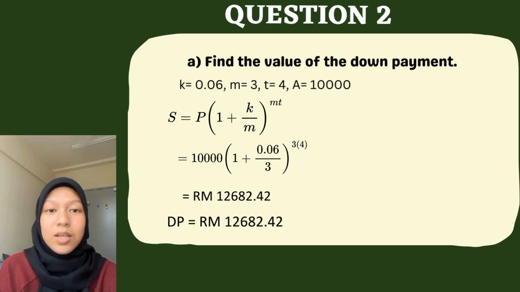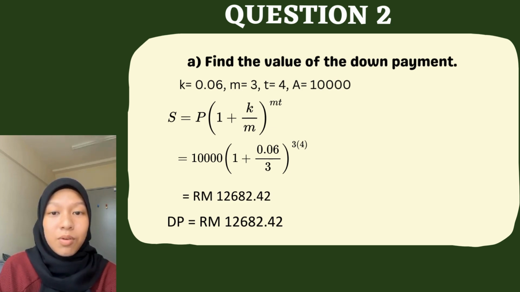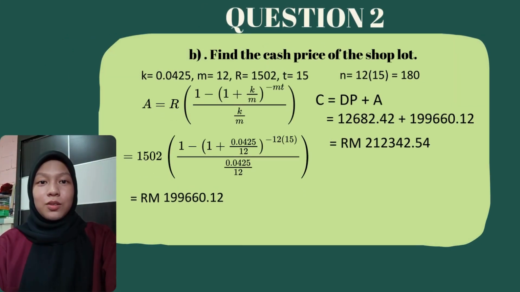For this question, I use the compound interest formula, which is S equal to P times 1 plus K over M power MT. Firstly, let down payment DP be S. So it will be 10,000 times 1 plus 0.06 over 3 power 3 times 4. The answer will be RM 12,682.42 cents.